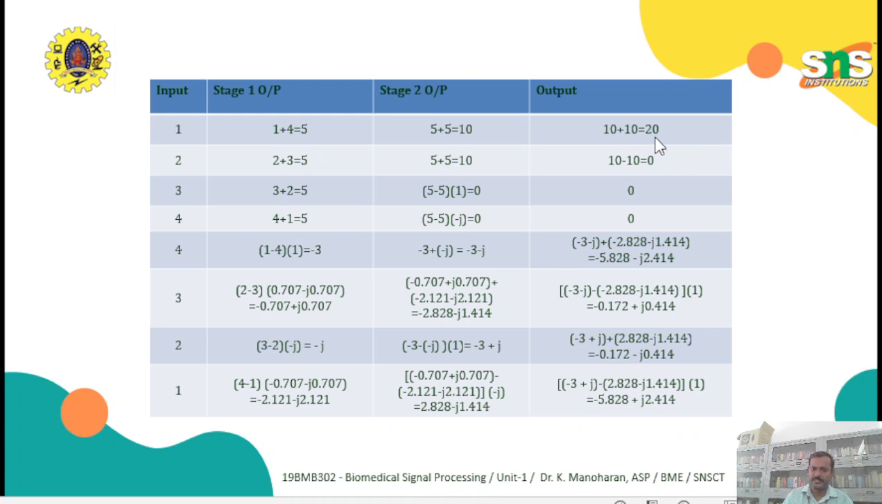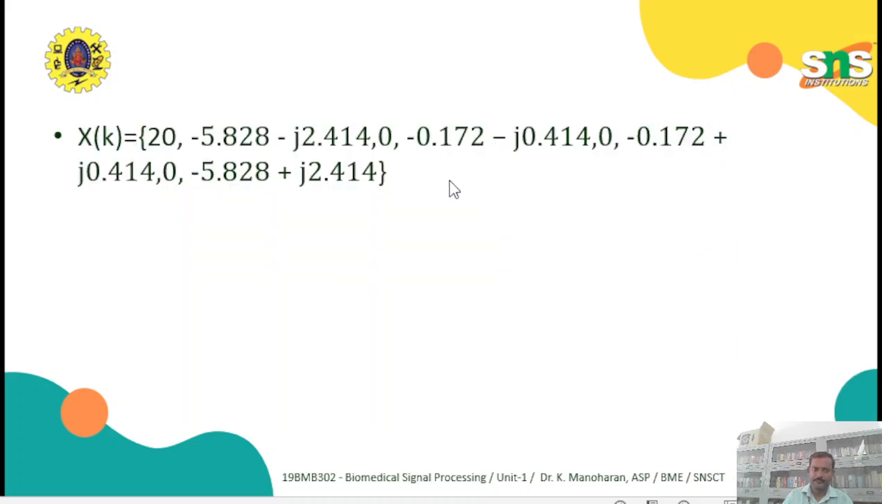So this is the first output. Again, this is the second output. Again, third, fourth. So we need to take this. Look at this: 20, minus 5.828 minus j 2.414. This is the second output. The third output is 0. And the fourth output is minus 0.172 minus j 0.414. And then 0. Minus 0.172 plus j 0.414. And then 0. And the last output is minus 5.828 plus j 2.414. So if you compare this result with the DFT algorithm, both results will be the same. Thank you.